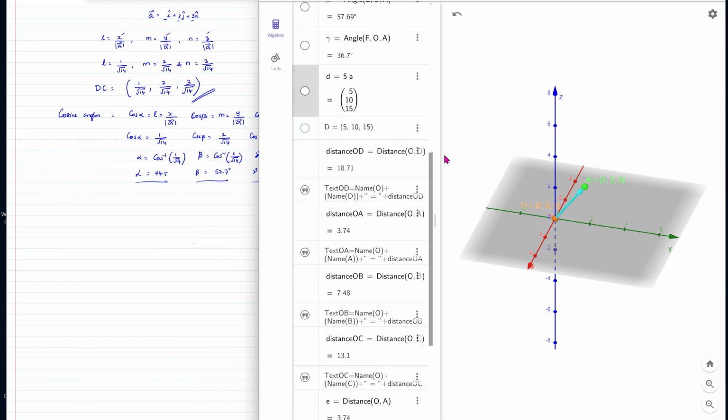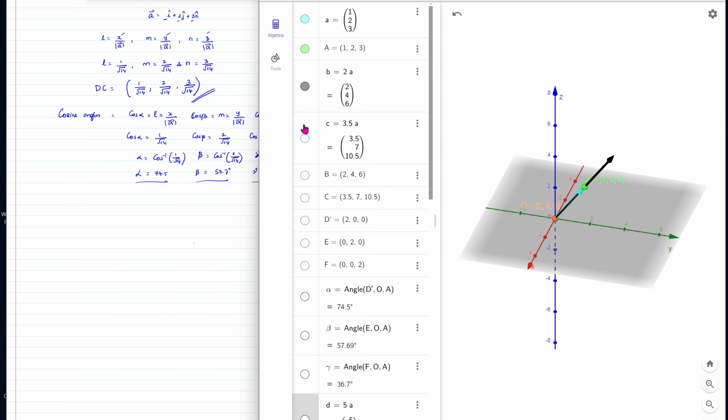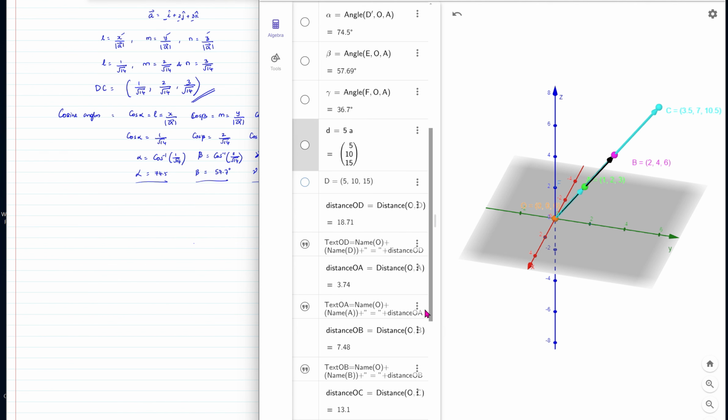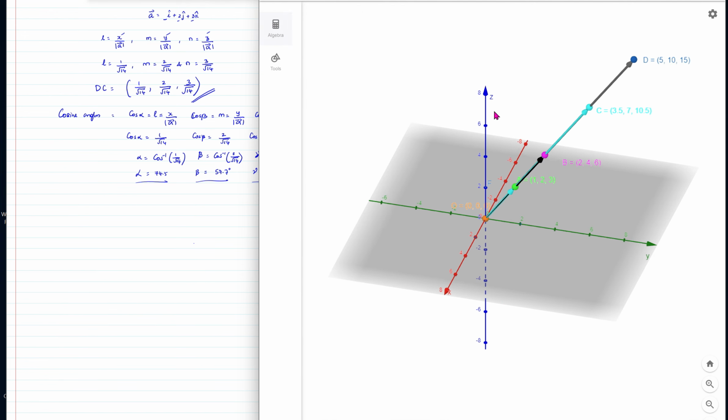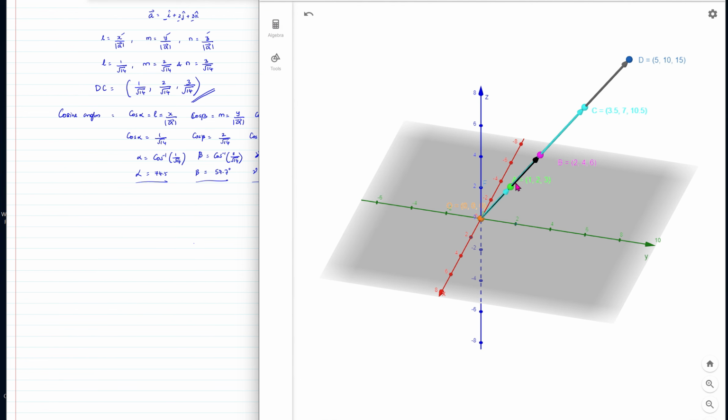Direction ratios are basically, suppose you extend this vector further, at different levels you will get different coordinates. These coordinates are known as the direction ratios. Like I'll show you here. In this vector, this point is point A, with coordinates 1, 2, 3. Then when you extend this vector further, you get point B, which is 2, 4, 6, and you can still extend this further. You can have C with coordinates 3.57, 10.5, and then D.